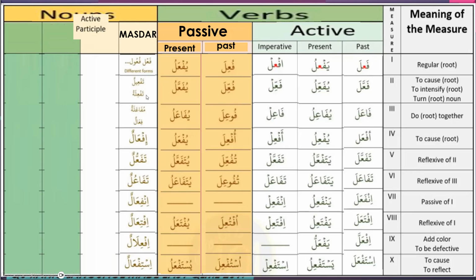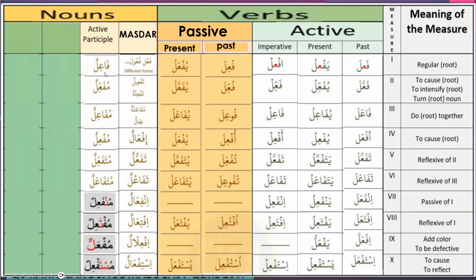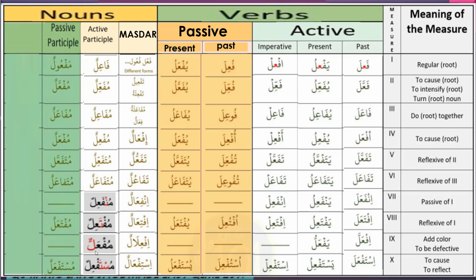And next we have the active participle, that is ism fa'il. This is the doer of the verb, right? The doer of the action. So here we have fa'ilun, and then mufa'ilun, and all the way up until mustafa'ilun. And then we have the passive participle, ism maf'ul. This is the recipient or the receiver state. Ism maf'ul would be maf'ulun, mufa'alun, all the way until mustaf'alun.